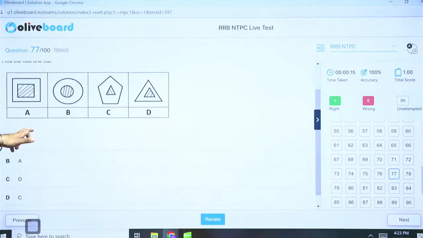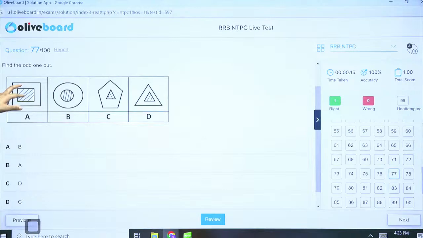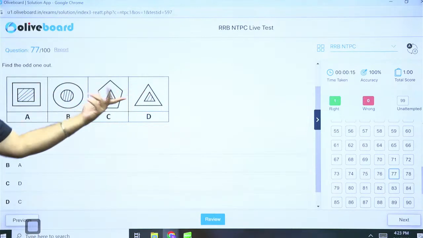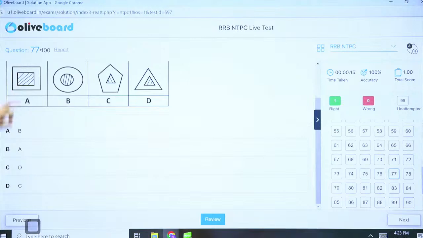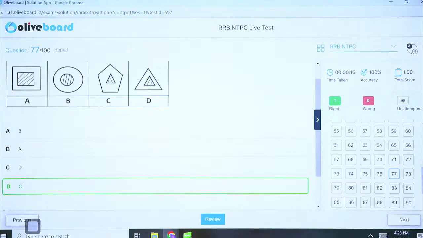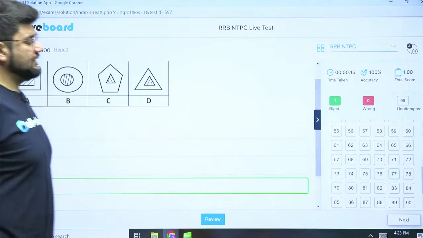Find the odd one out. Square inside a square. I mean rectangle inside a rectangle, circle inside a circle, triangle inside a pentagon, triangle inside a triangle. Can it be easier than this? Figure C is the odd one out. 79.